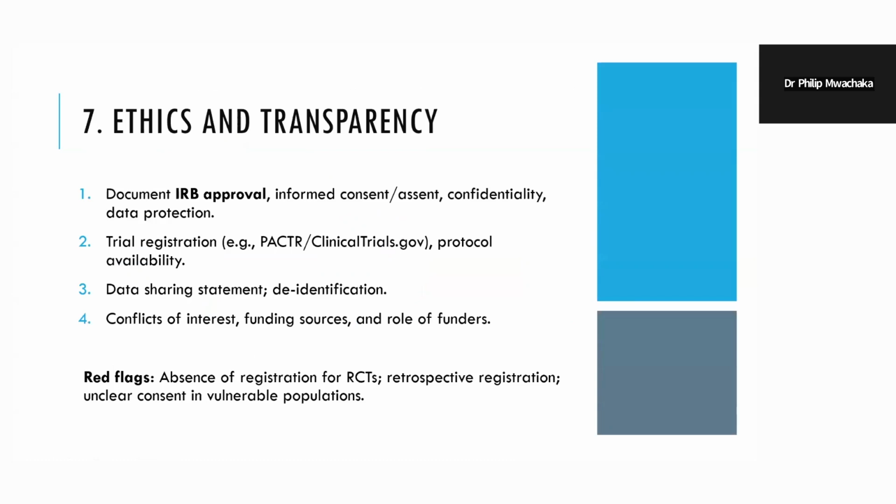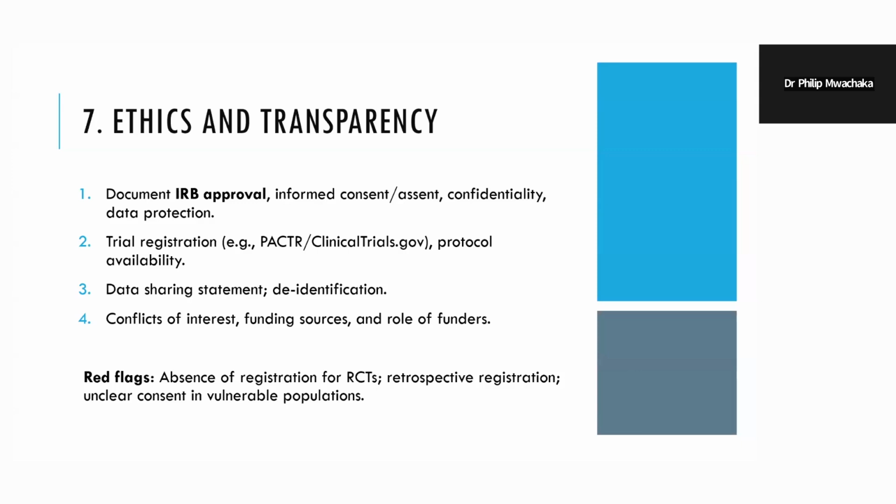And one of the final things would be ethics and transparency. Do we have institutional review board approval for the study? And has it been stated in the research article? So that has to be clearly stated. You have to state, for example, if you're doing a study in KNH, you have to state that you had submitted your study to the University of Nairobi, Kenyatta National Hospital Ethics and Review Board, and they give you an approval, and that approval usually has a number. So that number has to be clearly stated.